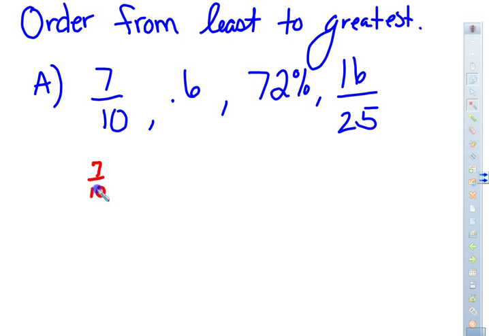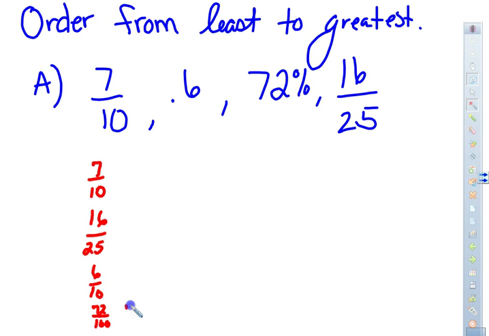So I'll start with 7/10 and I'll leave that, and I'll leave my 16/25. If I'm going to write 6/10 as a fraction, you write it 6/10. And 72% is going to end up being 72 out of 100. So now, since we have them written all as fractions, we can make them all into common denominators. So again, start with my largest denominator, which is 100.